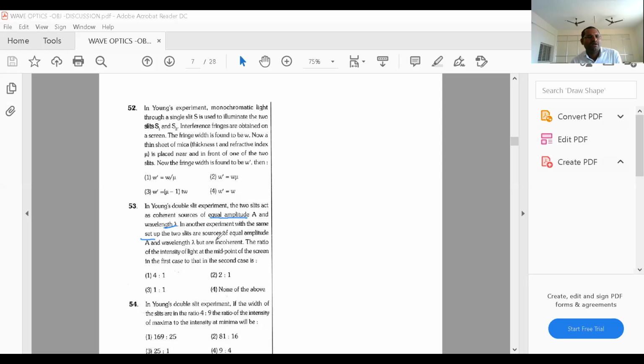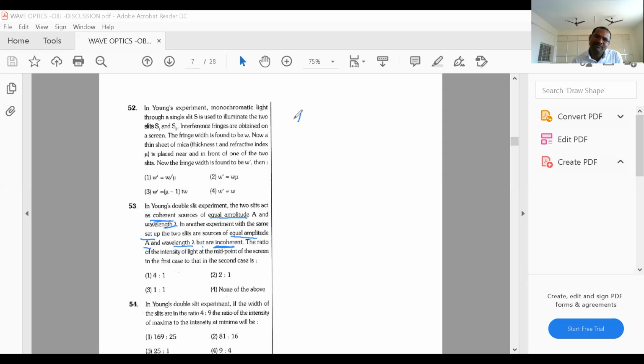Two slits are sources of equal amplitude A and wavelength lambda, but are incoherent. First they are coherent sources. Now they are incoherent sources. Find the ratio of intensity of light at the midpoint of the screen.